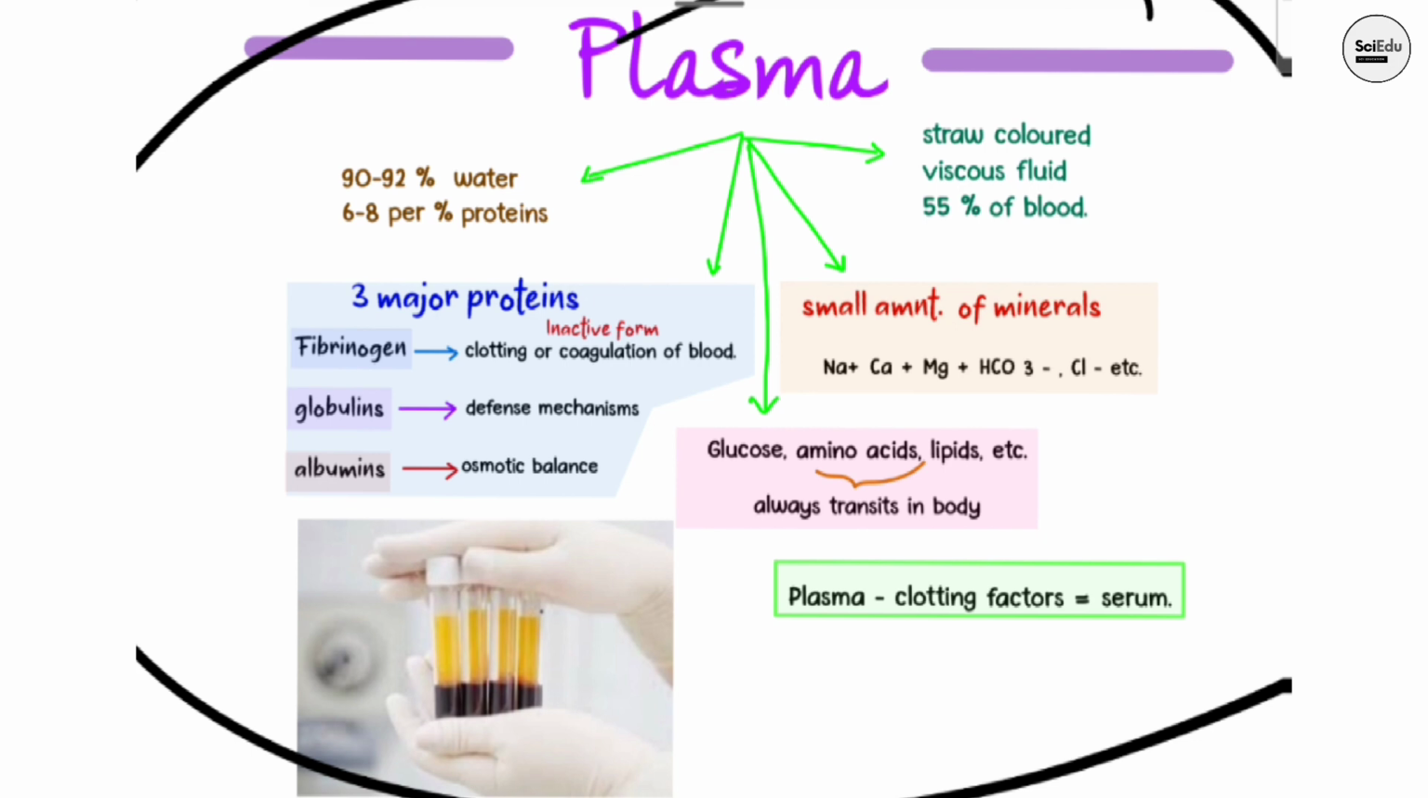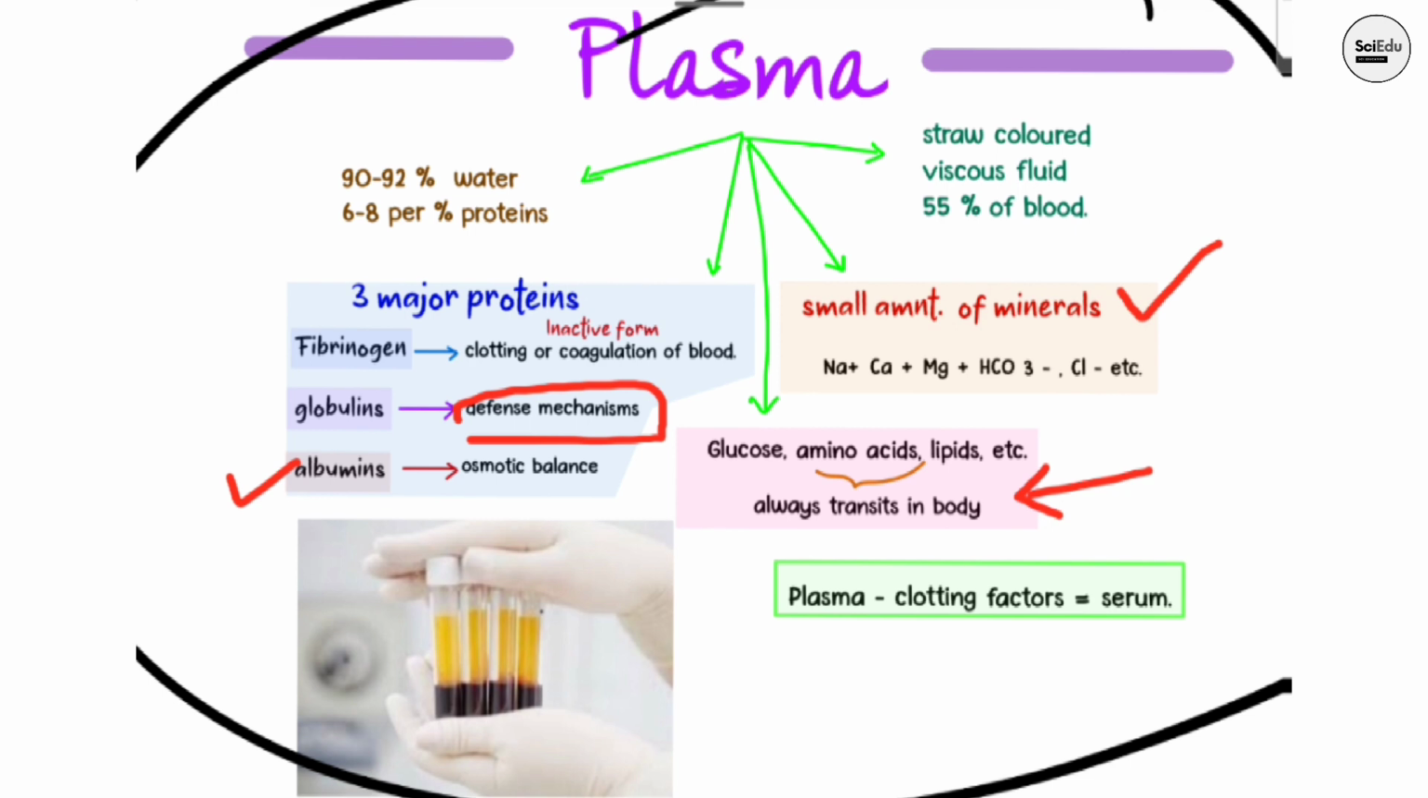Fibrinogens are needed for clotting or coagulation of blood. Globulins primarily are involved in defense mechanisms of the body and the albumins help in osmotic balance. Plasma also contains small amounts of minerals like Na+, Ca++, Mg++, HCO3-, Cl-, etc. Glucose, amino acids, lipids, etc. are also present in the plasma as they are always in transit in the body.